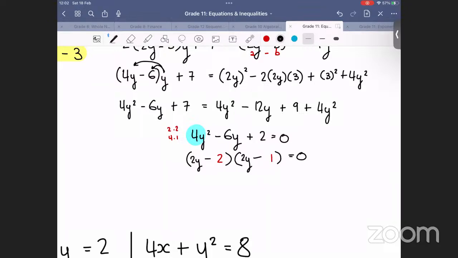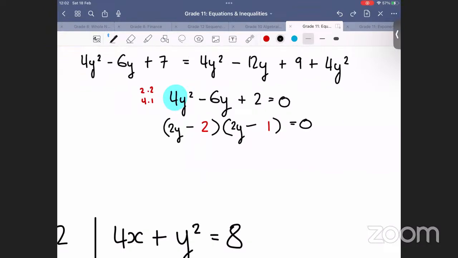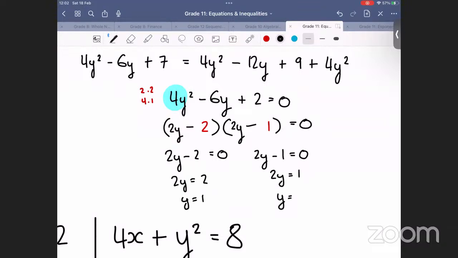No, I think it's positive 2. It should be positive 2 because I'm taking everything over to the right-hand side. So it becomes 9 minus 7, which is positive 2. Just double check that. Okay, so let's do 2y minus 2 is equal to 0, and 2y minus 1 is equal to 0. So 2y is equal to 2, y is equal to 1. 2y is equal to 1, y is equal to a half.